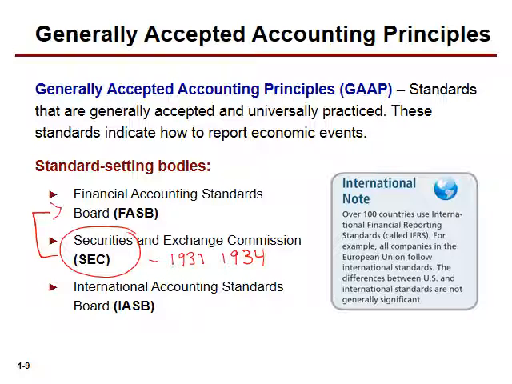Now, it is a 7-member board. Why do they have 7 members? So when they vote, there's a tiebreaker, right? Because they literally sit there and vote on standards, and it is a simple majority to pass a new accounting standard, a 4-3 majority to set accounting standards.